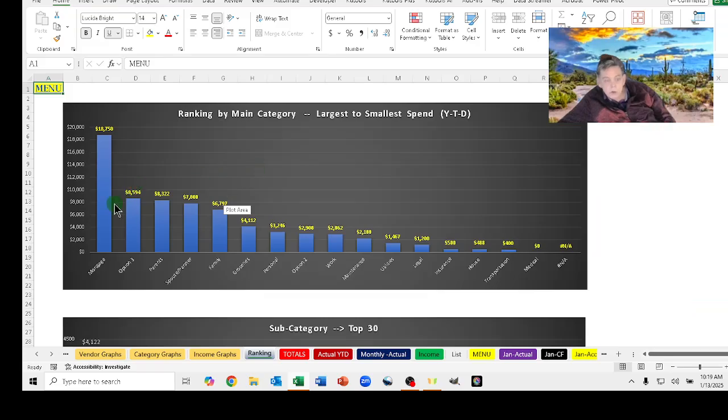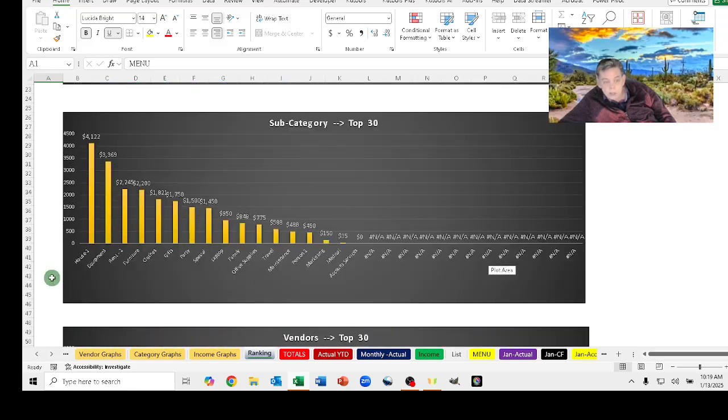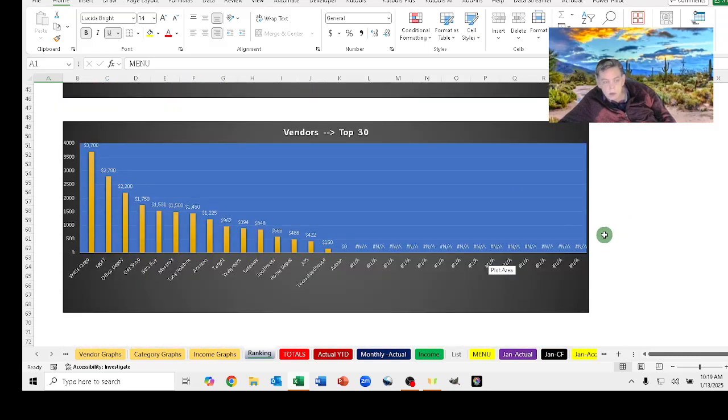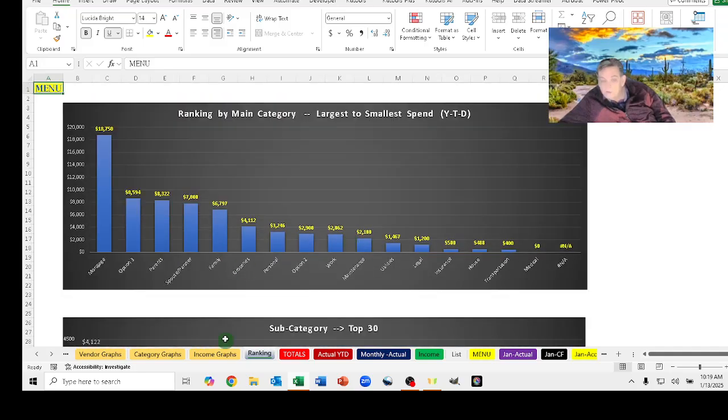Okay, where did you spend the most money by category? And it's broke down, same thing with your subcategories, highest to lowest. Well, we only got the top 30 in here because that's probably all you're going to need. And the vendor list, again, this is a good idea, to keep track of where you're spending your money and which companies you visit most often.